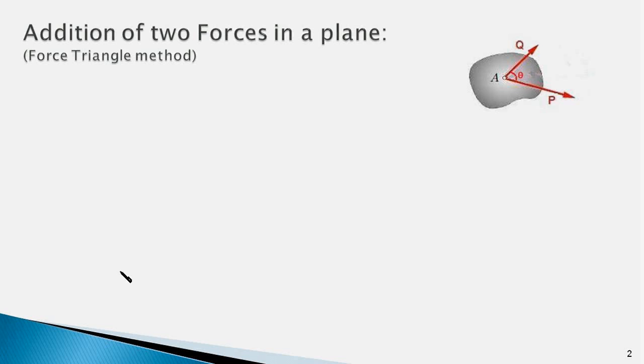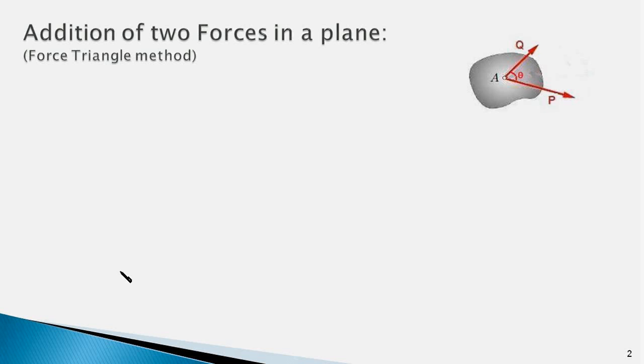In this video, I'm going to show you how to use the force triangle method to find the resultant of two concurrent forces. The figure on the right shows two concurrent forces P and Q acting at a point A of a rigid body. The magnitude of the two forces as well as the angle between them is given. We have to find the resultant force R of these two forces.